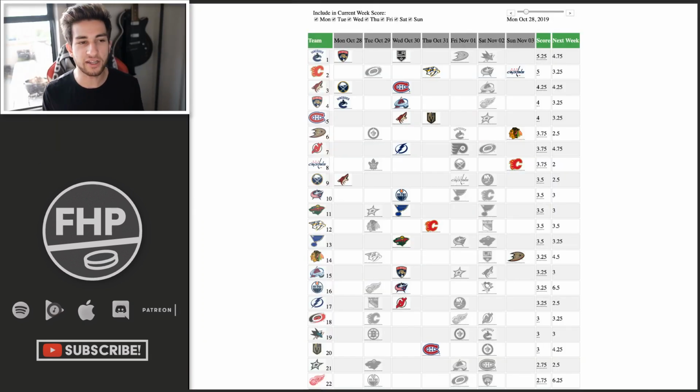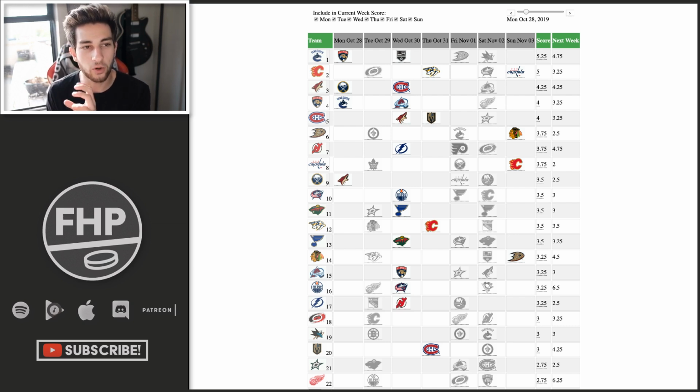Okay, so the setup is pretty easy. There's team logos, there's the current week schedule up here. Now, the thing that's really powerful about this, which is different from other ones if you use like Daily Faceoff, Left Wing Lock, and all that, they tell you the number of games, but they don't actually assign to you a weight of how difficult that game is.